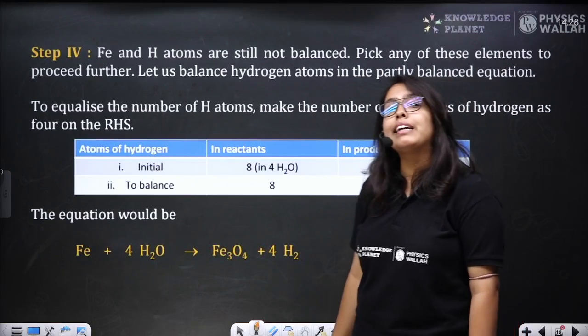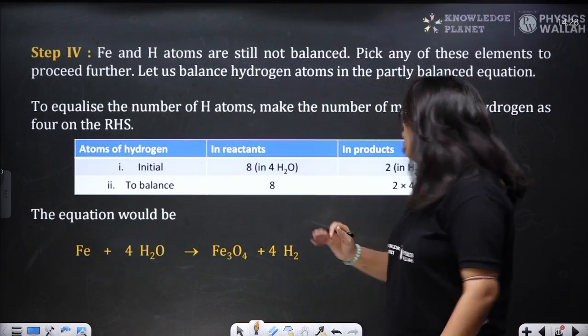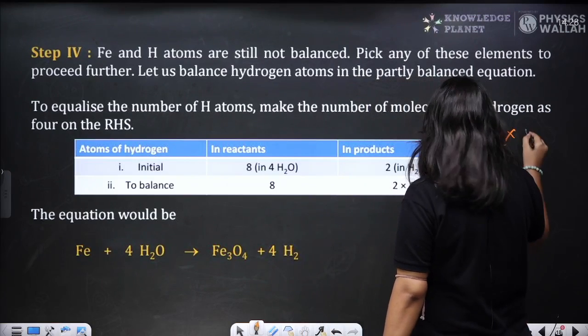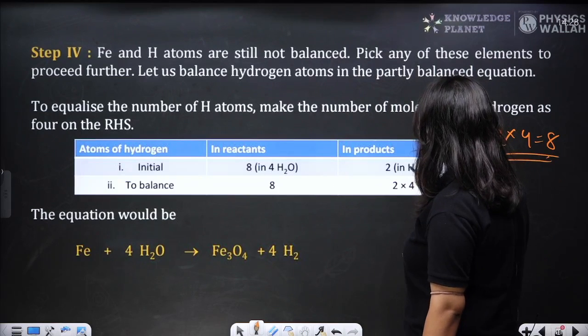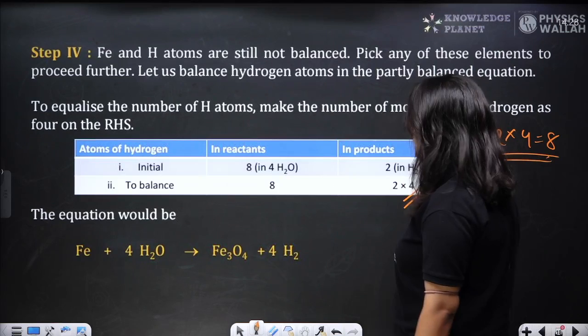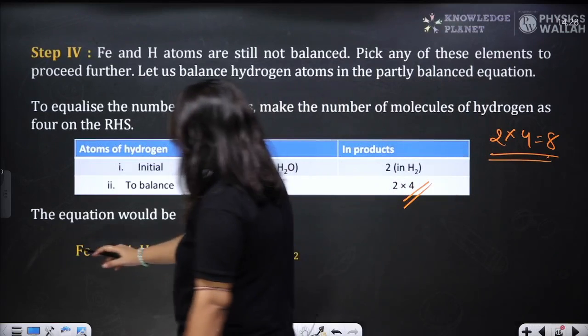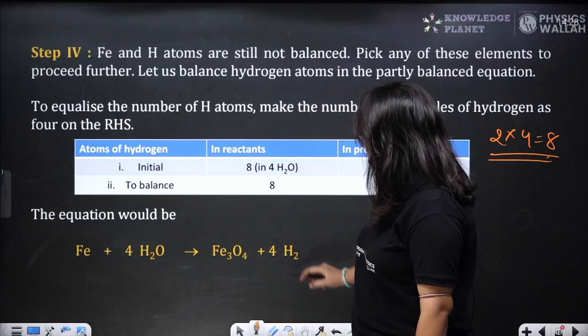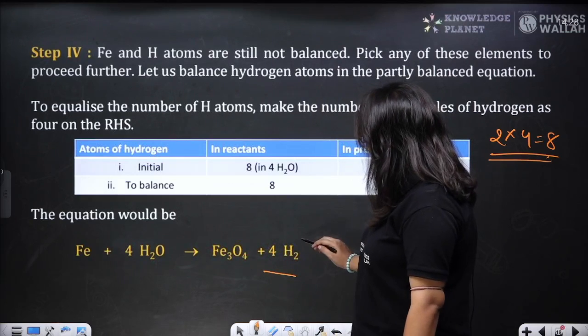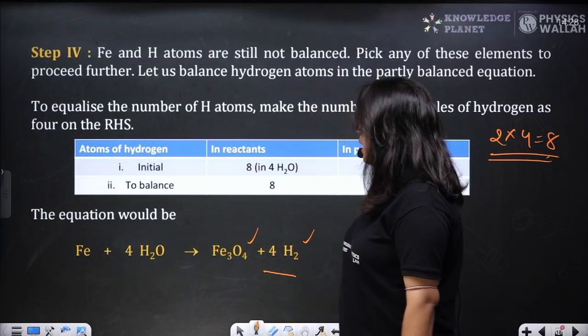Now, how do we make it equal? By multiplying. We know 2 into 4 is equal to 8. So, what we do is we multiply this with 4. As a result, we get Fe plus 4H2O gives rise to Fe3O4 plus 4H2. Now, hydrogen is balanced, oxygen is balanced.